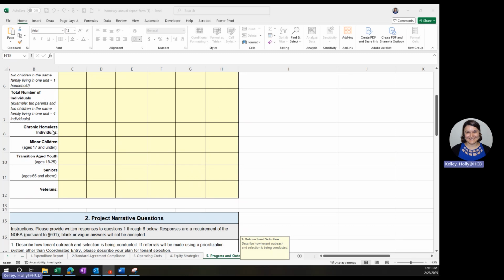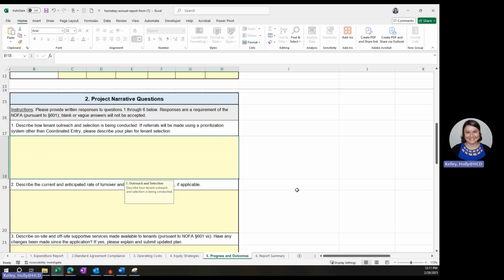After this, you'll see it broken out by specific target population. So you'll answer for those who are chronically homeless, minor children, ages 17 and under, transition age youth, which are ages 18 to 25, seniors, which is ages 65 or above, and veterans.